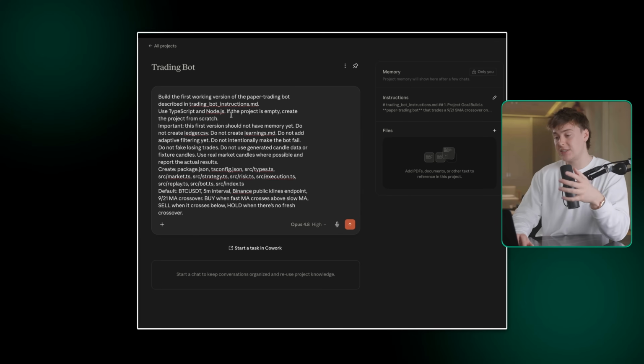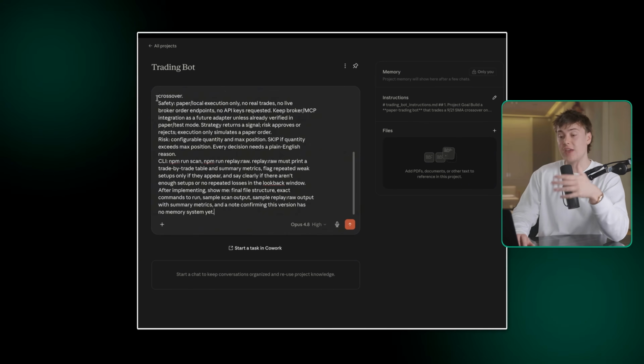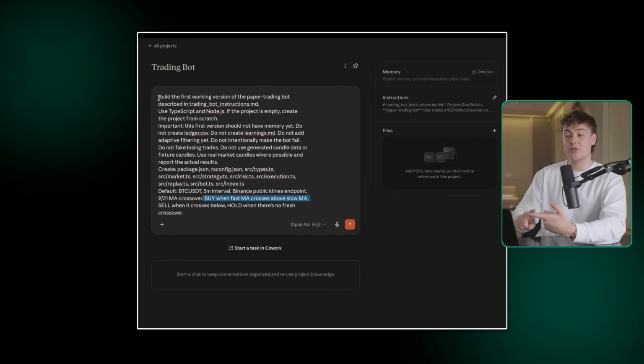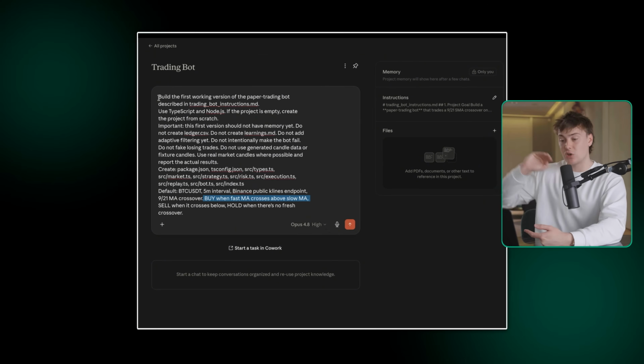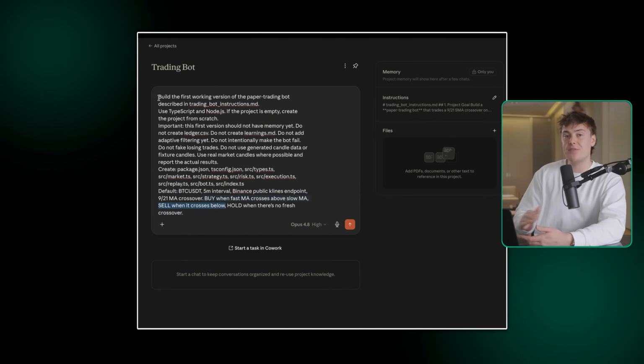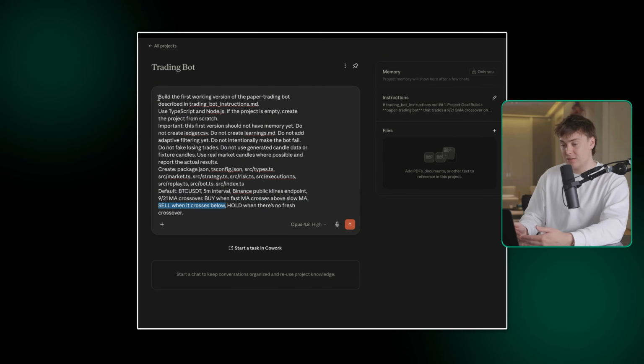For this video, I'll show you a very simple build that I'm using. It's essentially a moving average crossover. So if we see a fast average crossing above the slower average, that indicates that momentum is increasing. That is our signal to buy. If it crosses back below, we're going to sell.